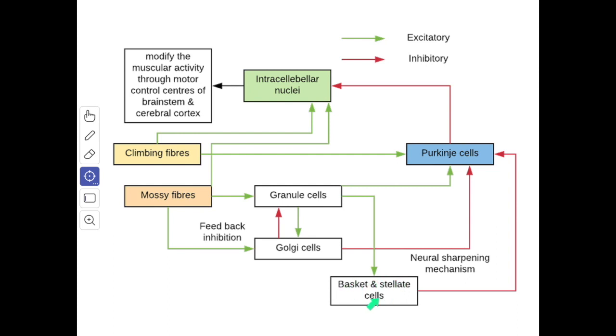So these basket and the stellate cells, they inhibit the Purkinje cells. This is known as the neural sharpening mechanism. The mossy fibers also excite the Golgi cells, and they provide the feedback inhibition to the granule cells. The Purkinje cells exert an inhibitory influence on the neurons of the intracerebellar nuclei, which in turn modify the muscular activity through the motor control areas of the brainstem and the cerebral cortex.